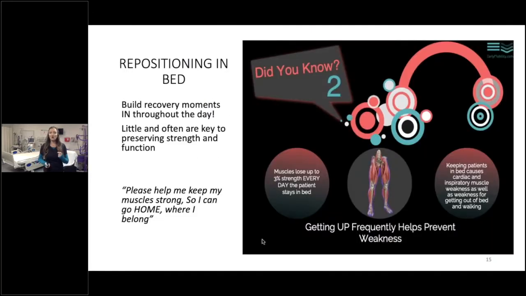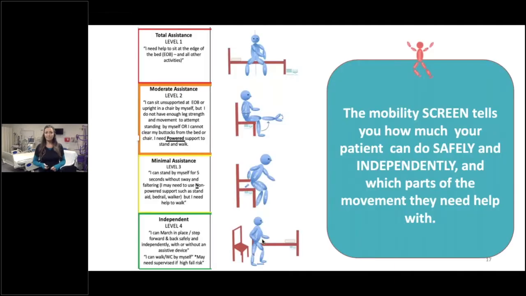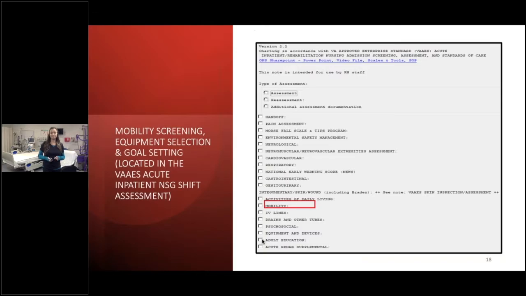Repositioning in bed, we've already talked to. Little movements frequently throughout the day can help strengthen those muscles. So other activities of daily living: brushing teeth, getting dressed, washing, shaving, combing hair. The more we allow a patient to do for themselves safely with the right equipment, the more independent we're going to help them be. So the mobility screen, like we said before, helps you tell what the patient can do safely and independently and where they need equipment.